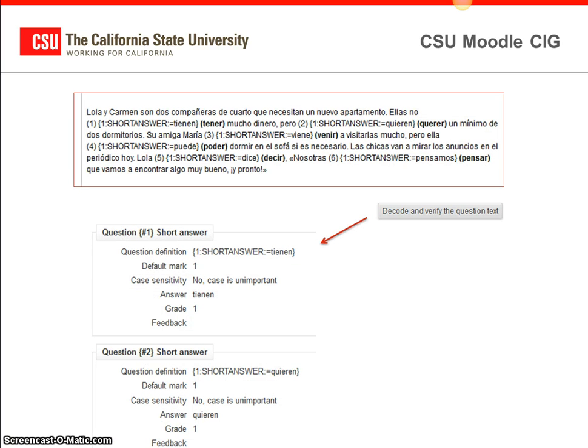Once you enter in the question code, Moodle gives you a way to check that you've set it up correctly. So if you click the Decode and Verify button, it then breaks apart each of these embedded questions and kind of fills out this little form. And it shows you what you've got for the question definition. So it sort of identifies some problems, but it doesn't really tell you how to fix those.